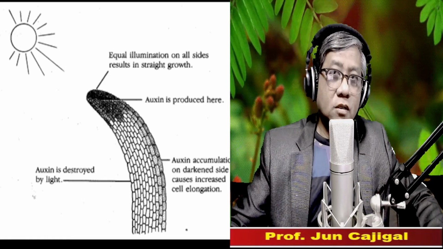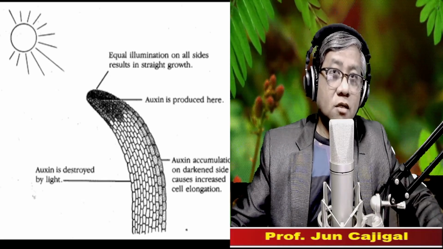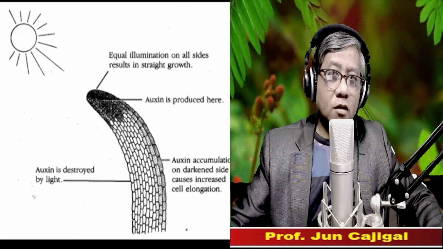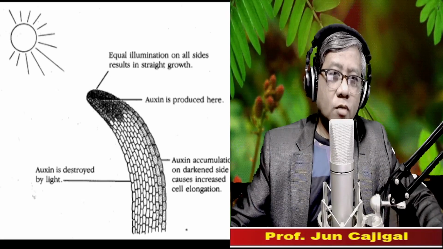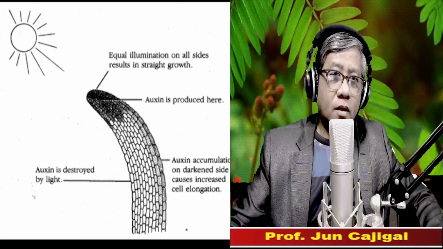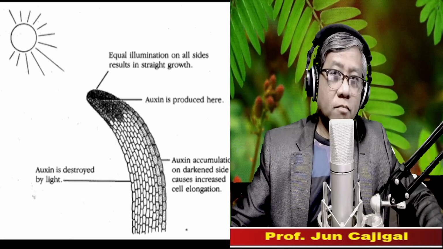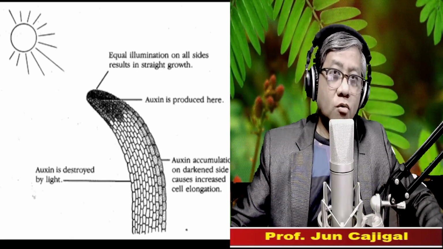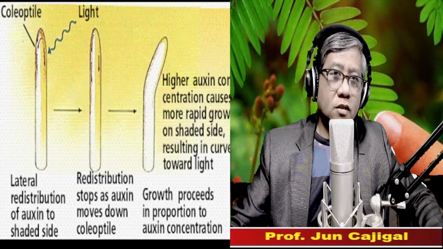Now, since auxin is destroyed by light, auxin is redistributed or transported towards the shaded part of the plant shoot or the plant organ. So auxin accumulates on the shaded part or the darkened side of the plant, and this causes the cells of the shaded part of the plant to elongate. And again, this differential elongation will cause the plant shoot to bend towards the light.